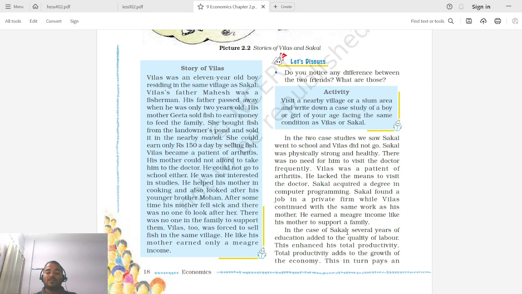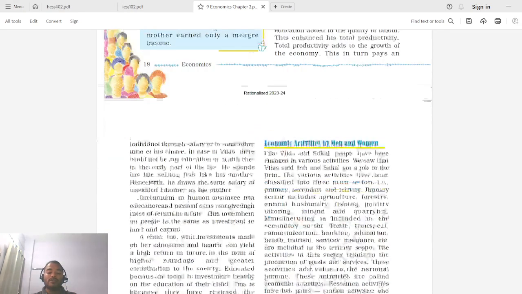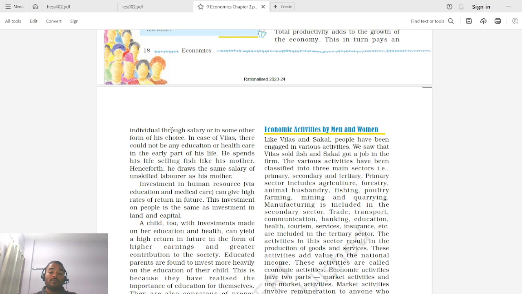In case of Sakal, several years of education added to the quality of labor. This enhanced his total productivity. Total productivity adds to the growth of economy. This in turn pays an individual through salaries or in some other form of his choice. In case of Vilas, there could not be any education or health care in the early part of his life. He spends his life selling fish like his mother. Henceforth, he draws the same salary of unskilled labor as his mother.